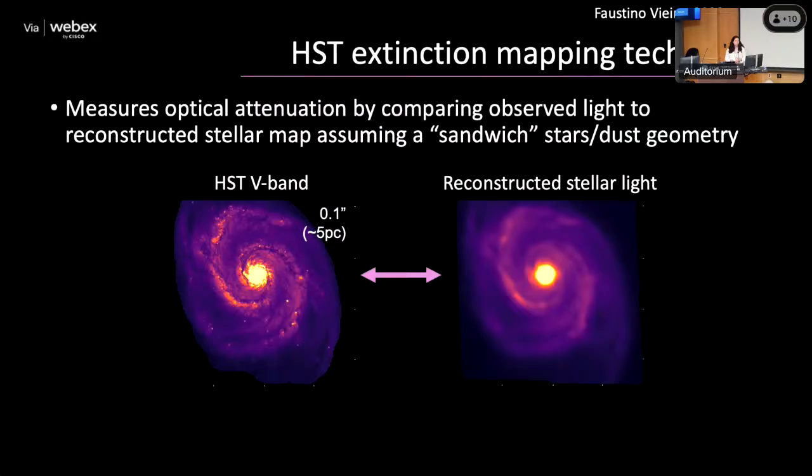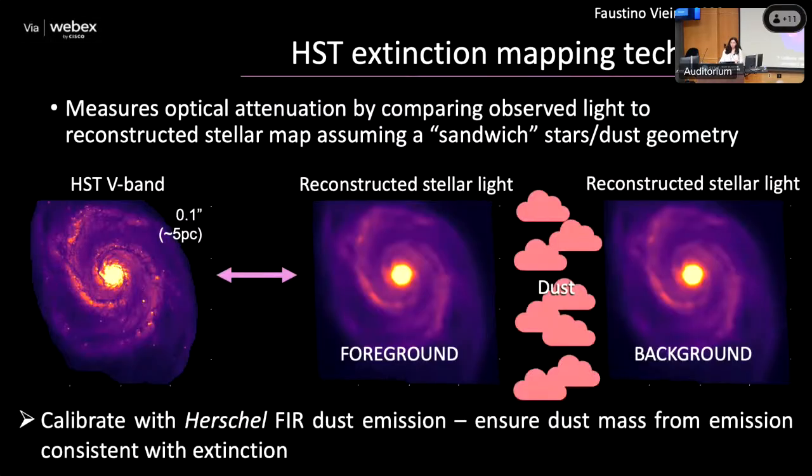For that, we developed a new imaging technique, which uses Hubble Space Telescope optical data and really uses these dust extinction lanes that we see really prominent in, for example, the V-band. It's not a traditional extinction technique. Instead, it's more of a contrast. We measure optical attenuation by comparing the observed light of the galaxy to a reconstructed stellar light map, assuming a sandwich-like dust-stars geometry.